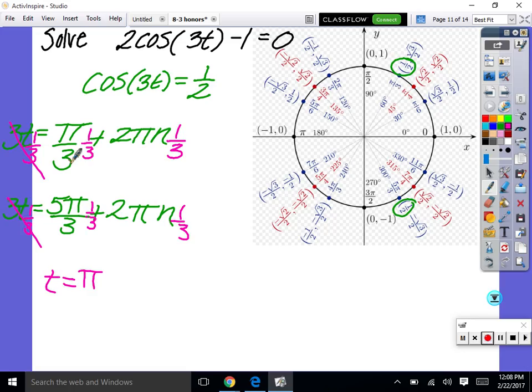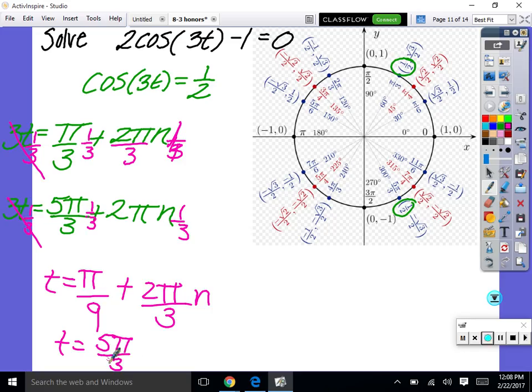Because look, pi times 1 is pi. 3 times 3 is 9. So I meant pi 9. And then plus 2 pi thirds n, correct? Because I just put the 2 pi to make it convenient right there. Everybody see what I did? And then our other answer would be t is equal to 5 pi ninths.